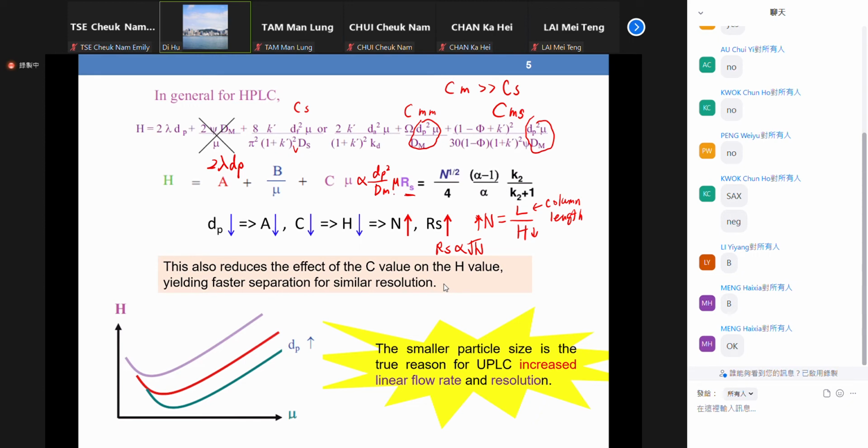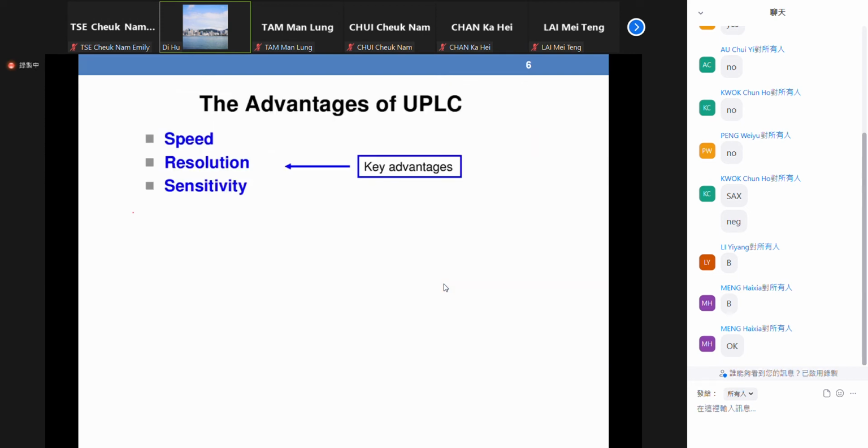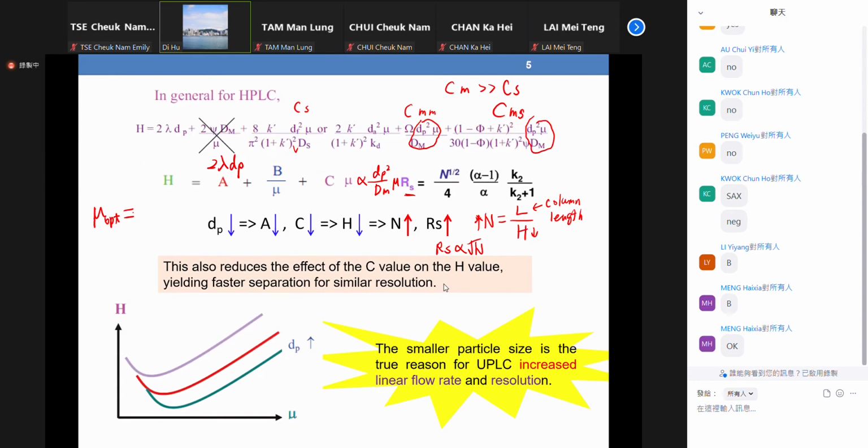So why do we say linear flow rate? Because mu optimized, the optimized flow rate, is also related to dP. It equals 3 Dm divided by dP. And also you can see, because now we say C mu is proportional to dP squared divided by Dm times mu, which mu is now 3 Dm divided by dP.